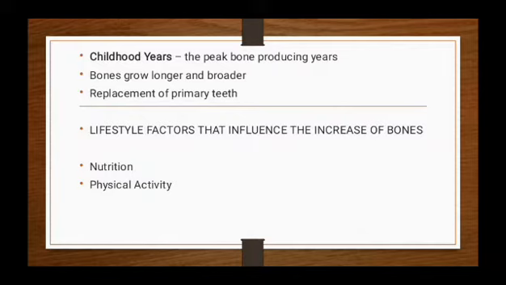Replacement of primary teeth, also known as the baby teeth, with permanent teeth occurs around ages 6 to 7 years and up until age 12. Most children will have all their primary teeth replaced. Many lifestyle factors such as nutrition and physical activity can substantially influence the increase of bone mass during childhood. Because children's bones contain more water and protein-like materials and fewer minerals than adults, ensuring adequate calcium intake will greatly help strengthen bones and muscles.